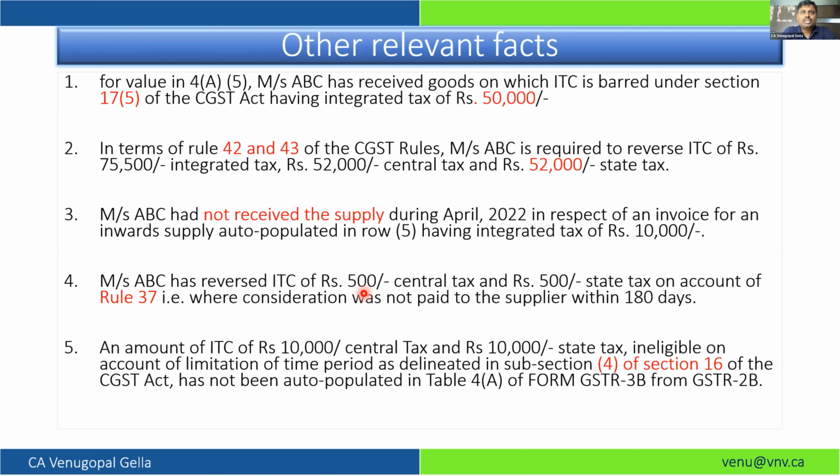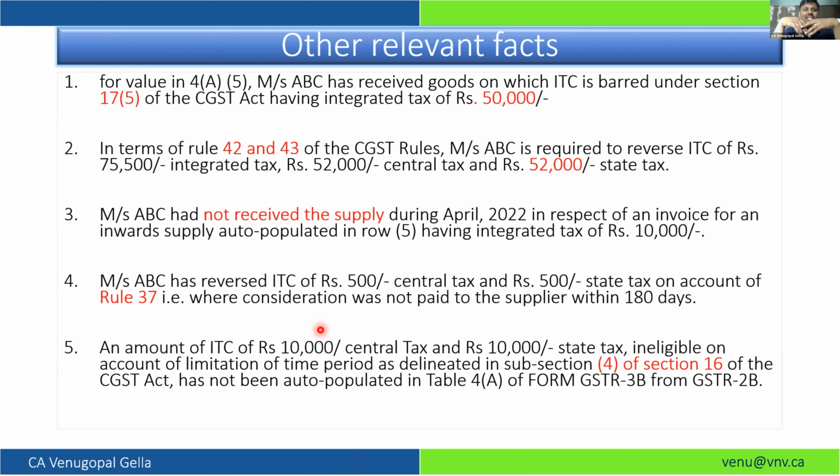Yes, so this could be a situation where, like what you are seeing on the screen, on account of Rule 42, 43, I have reversed some credit. Okay, 75,000 IGST, 52 CGST, SGST. So I have not even taken the credit, and this credit has been reversed permanently. So I have already put this under non-reclaimable credit. And I am repeating it many times because I want everyone to be clear between 4B1 and 4B2. So I have reported under non-reclaimable credit.